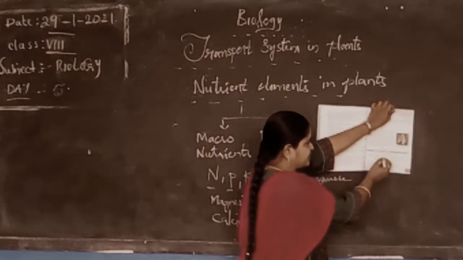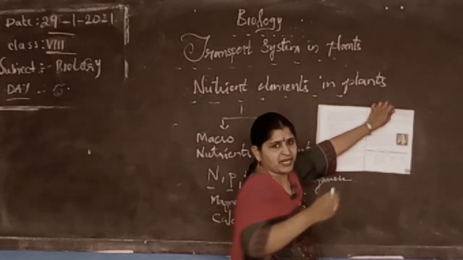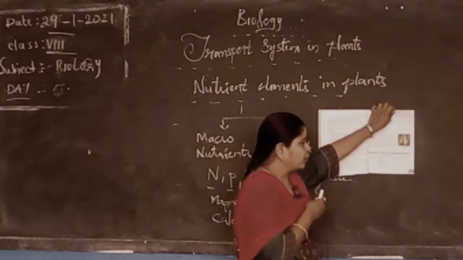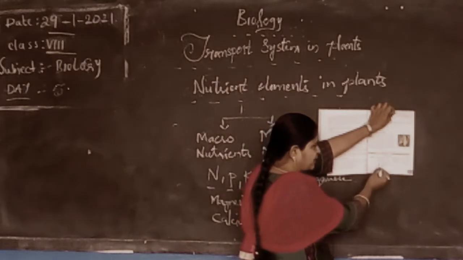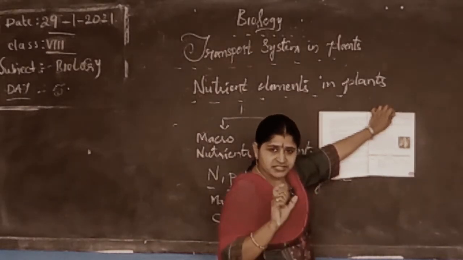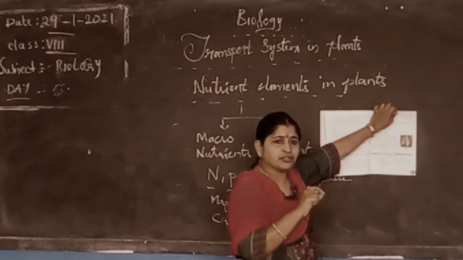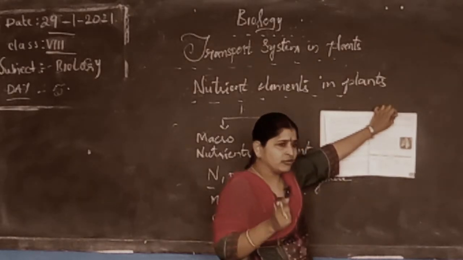Okay. So cell division and growth of the plant. Even for the growth of the plant, this nitrogen requirement is very important. Also, next one, involved in photosynthesis. You know how photosynthesis plays a very important role in plant life, isn't it? This nitrogen also enhances the rate of photosynthesis.